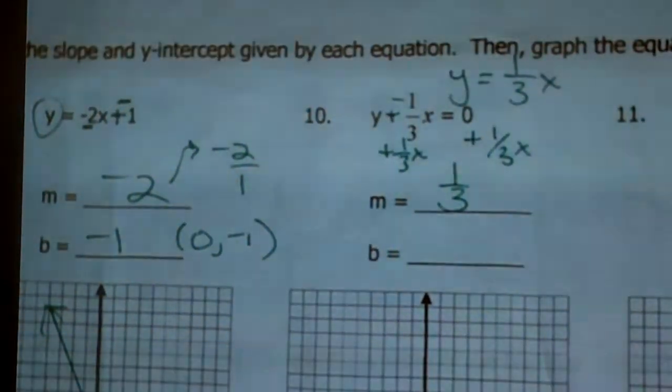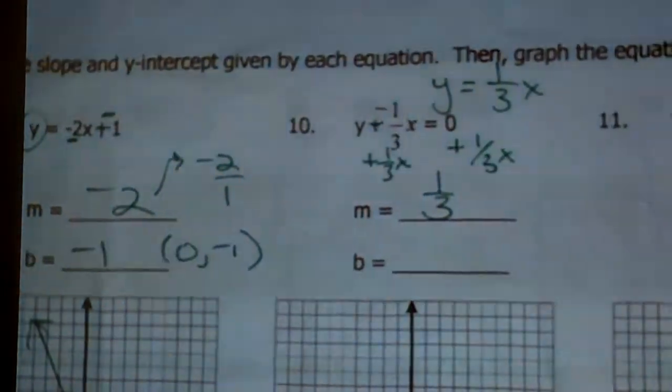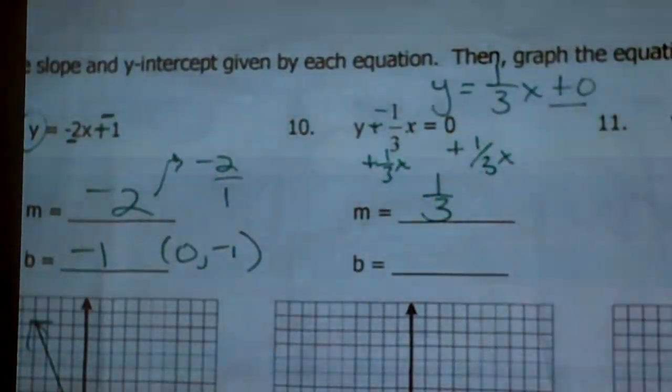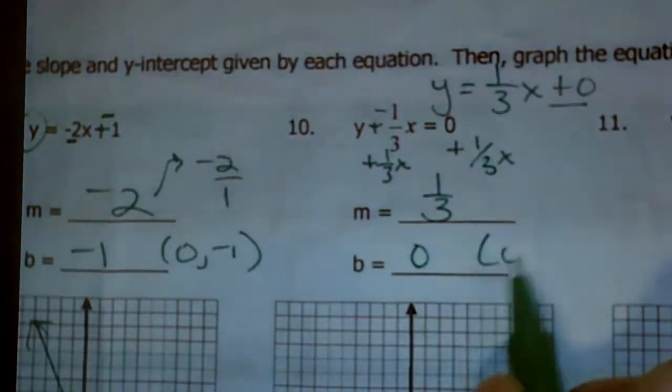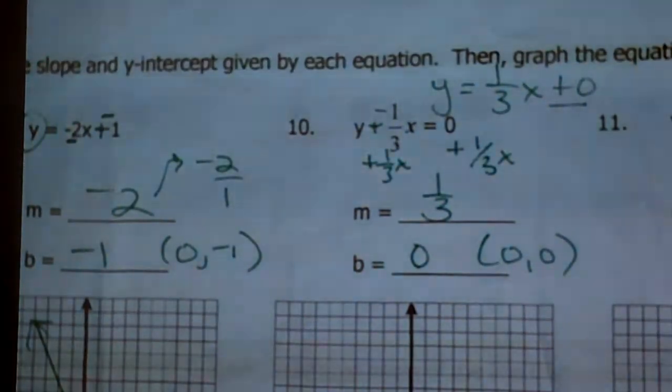Now there's not a plus b that we can see because you don't write plus 0 ever, especially if you're at the bank making a deposit. You just look silly. I'd like to deposit $0. No, but it's still there. So that would be my b. B is 0. In other words, my y-intercept is 0, 0.